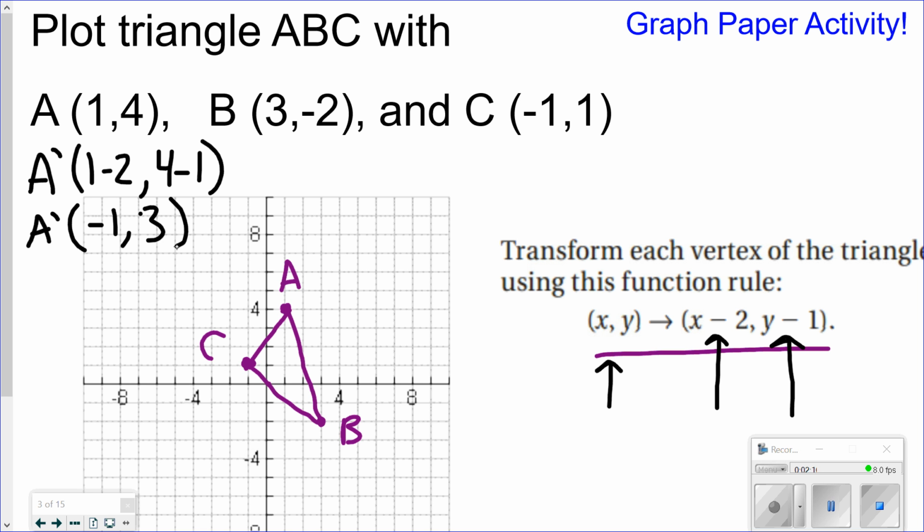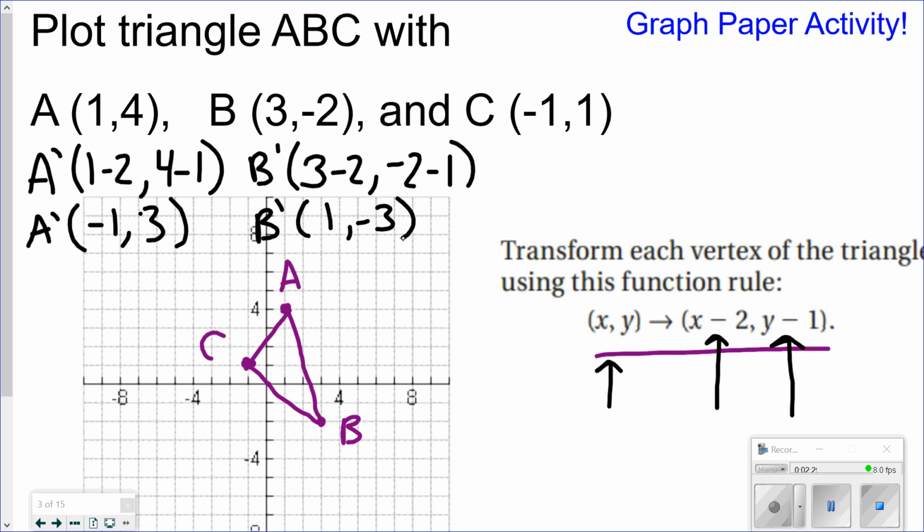All right, we're going to do the same thing with B. So my B prime is going to be 3 minus 2, and the y value is negative 2, I'm going to subtract 1. So my new B prime is going to be (1, -3). And C prime is taking my original x, subtracting 2 from it, and taking my original y, subtracting 1 from it. So C prime is going to be (-3, 0).